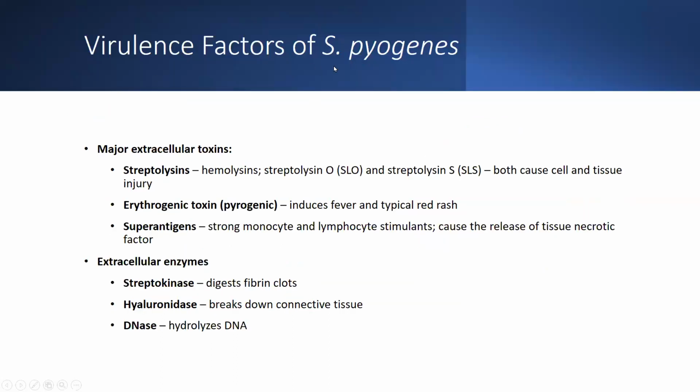Some other virulence factors of strep pyogenes: we have extracellular toxins and extracellular enzymes. Some extracellular toxins are streptolysins, a pyrogenic toxin with fever, and superantigens. All of these, essentially like the staph toxins, are going to cause more symptoms and more pathology in humans. And then we have our enzymes. These can digest things, right? So we can break down fibrin clots, we can break down connective tissue, we can even break down DNA. So these are some of the enzymes that it can secrete and use to its advantage.